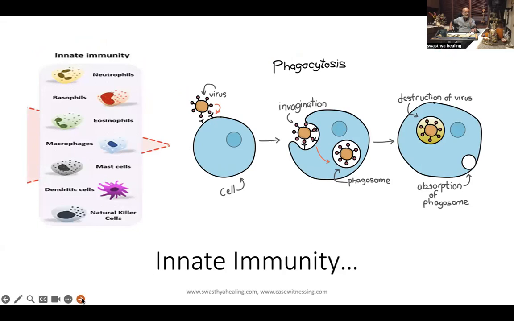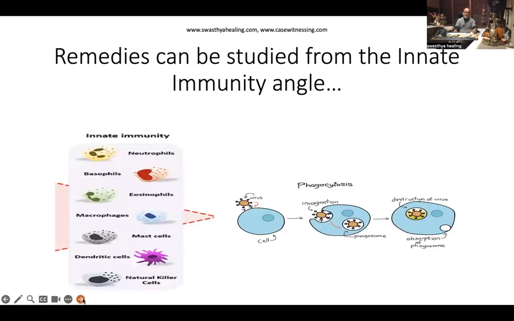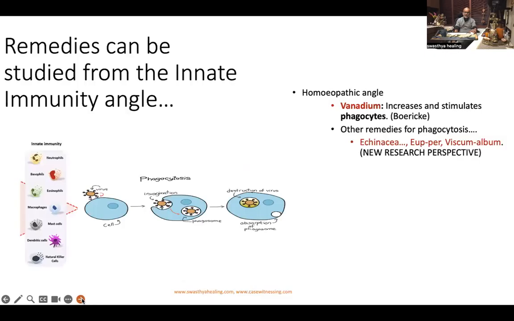So do you know any remedy from this perspective, if the immunity is involved, innate immunity and phagocytosis? Naturally, you will think. But if you read a remedy called vanadium in Boericke, it's mentioned that it increases and stimulates phagocytes. Like that, many other remedies like echinacea, eupatorium perfoliatum, viscum album speak about this. Just some examples. So that way, every aspect of immunity you can understand from a homeopathic perspective.